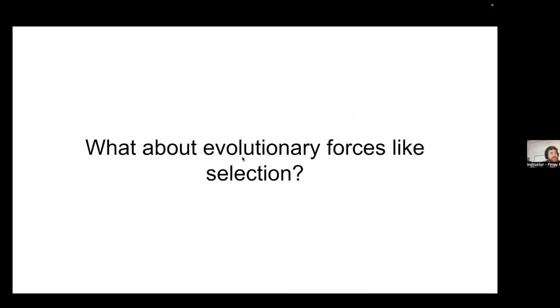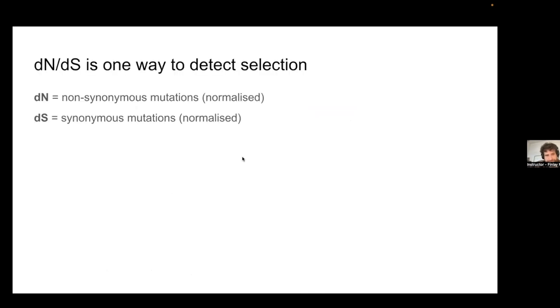So how do we measure whether selection's occurring on a tree? One of the classic ways in which we do this is something called dN/dS. What dN/dS is, it's the ratio of non-synonymous mutations, so mutations that change the protein, to synonymous mutations, which don't cause a change in the protein. Both of these have to be normalized by the number of opportunities there are in the genome for synonymous mutations and non-synonymous mutations, because they're not equal.